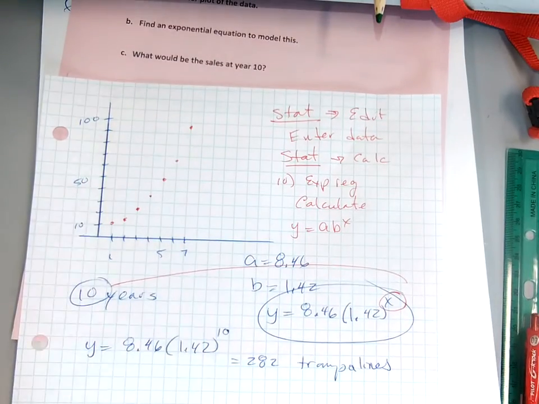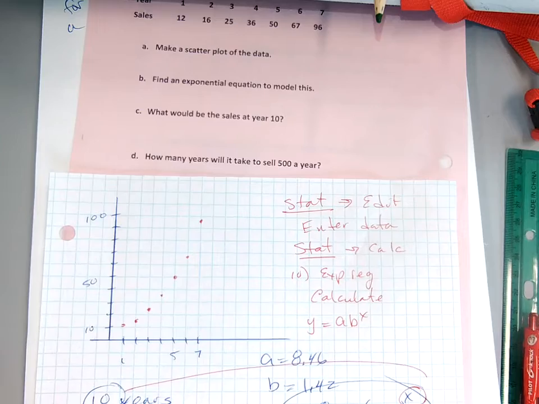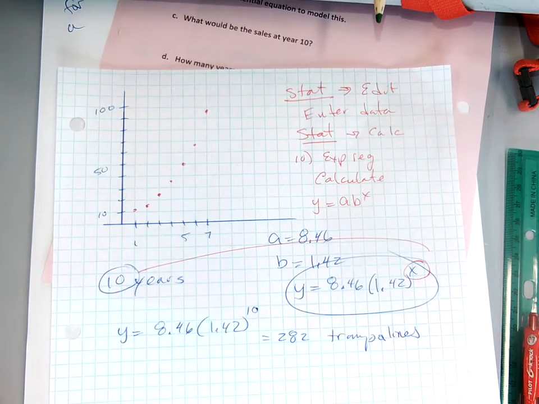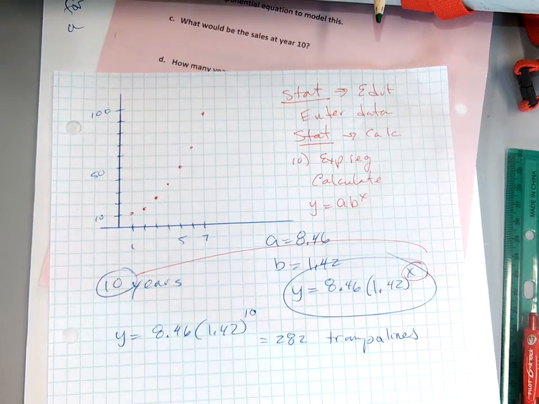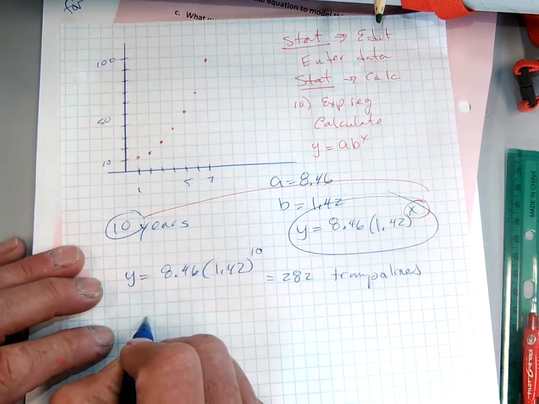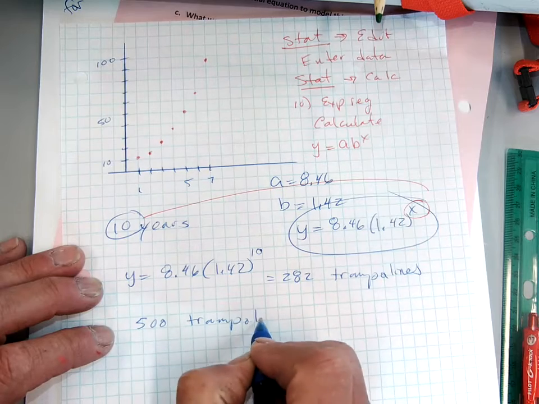Now, you hire Ariel as your new manager, and Ariel says, dude, we're making some good money. When are we going to sell 500? How many years is it going to take us before selling 500 per year? So what about 500 trampolines?